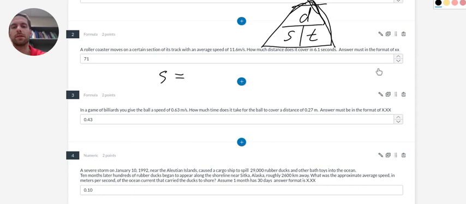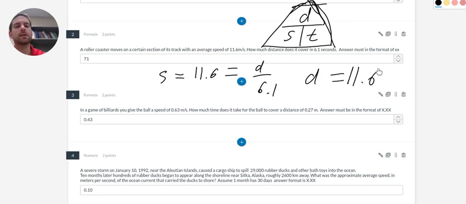So speed is 11.6, that equals distance over time, 6.1, and then solve for distance: multiply 6.1 on both sides, and get 11.6 times 6.1. And that is going to give me 70.76, but I want no decimals, so there's a 7 there, so that makes that a 1, 71.